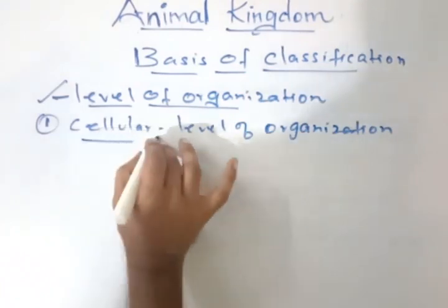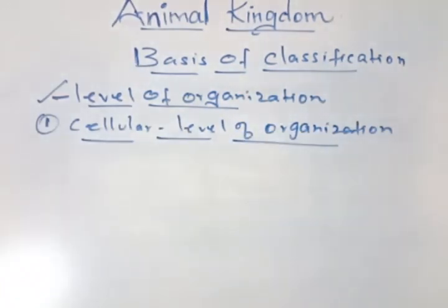This is the first one, based on the levels of organization. Four levels we will talk about, and with that we will complete today's class. So the first one is level of organization. Under level of organization, cellular level of organization.